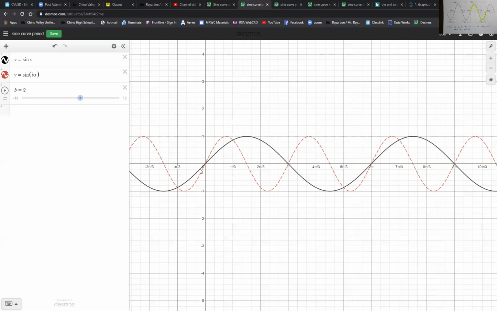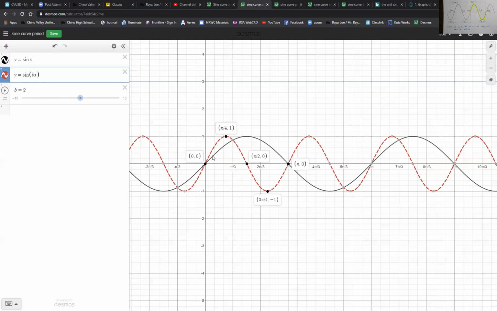notice how long does it take to do one complete cycle now? Now, this curve in red starts at 0, does its maximum, 0, its minimum, back to 0 in half the time. In other words, the normal sine curve is twice as long as the new one, sine 2x. The period now is smaller.